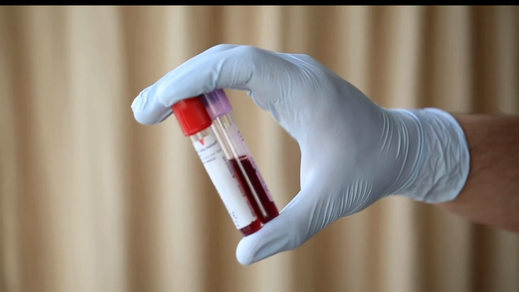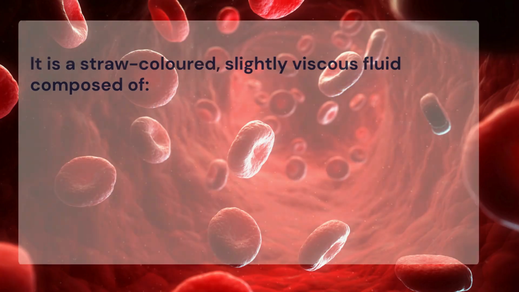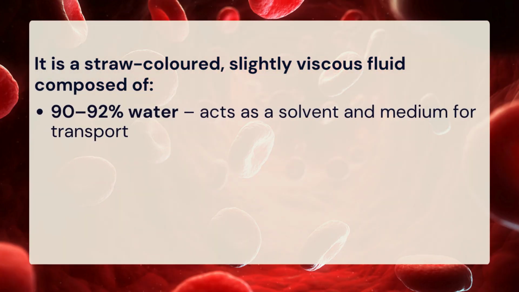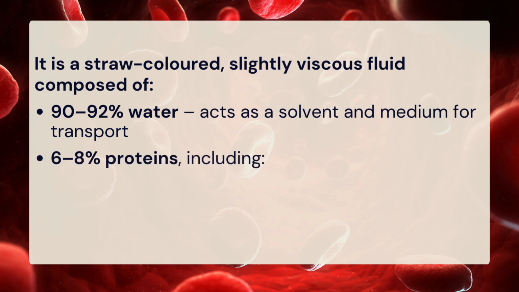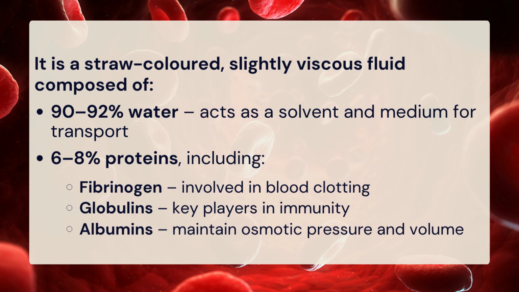Now let's study plasma. Plasma is the liquid portion of blood making up about 55% of its volume. It is a straw-colored, slightly viscous fluid composed of 90 to 92% water which acts as a solvent and medium for transport. It contains 6 to 8% proteins, including fibrinogen, involved in blood clotting, globulins, key players in immunity, and albumins, which maintain osmotic pressure and volume.